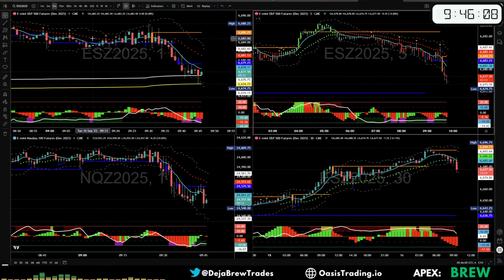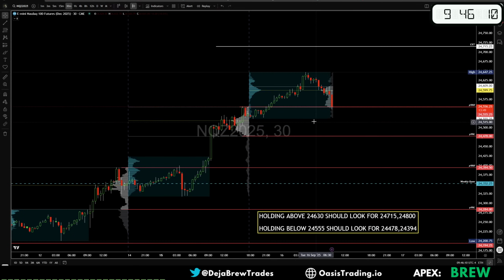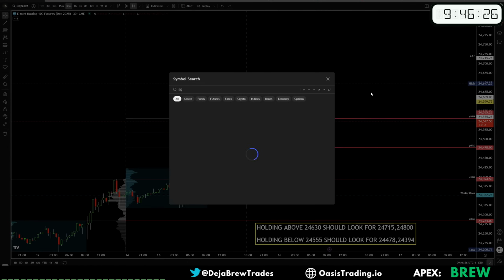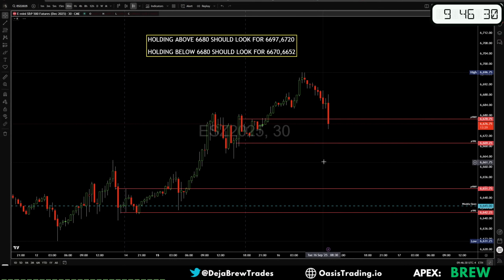Okay, so we have to see, is this just a rotation of today, or are we possibly retracing yesterday? This is kind of the decision point here. Staying below 55 is pretty bad. ES is kind of already at that point. If it stays below 78, it's pretty bad.